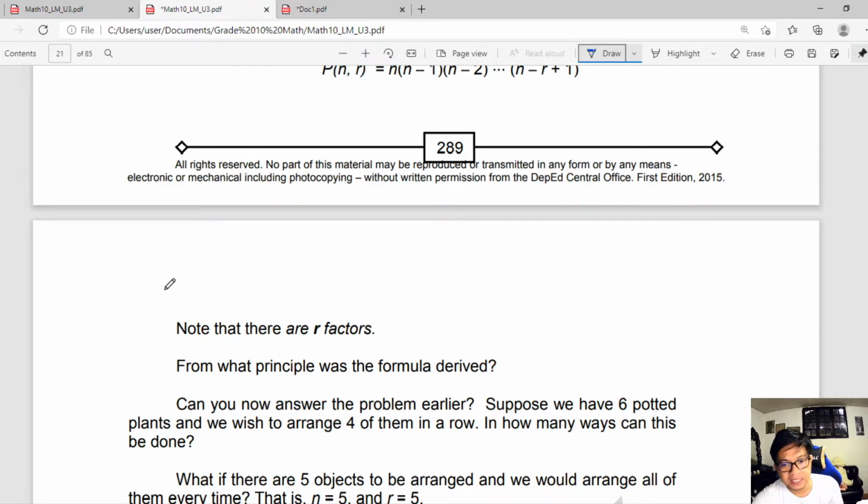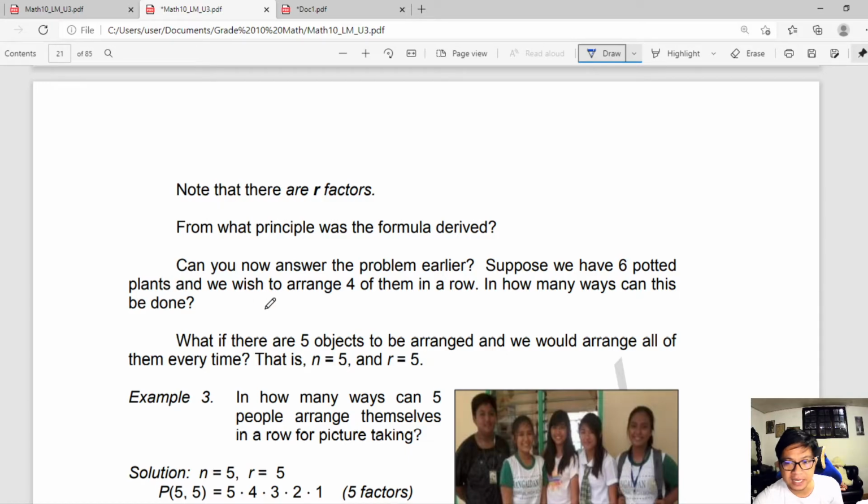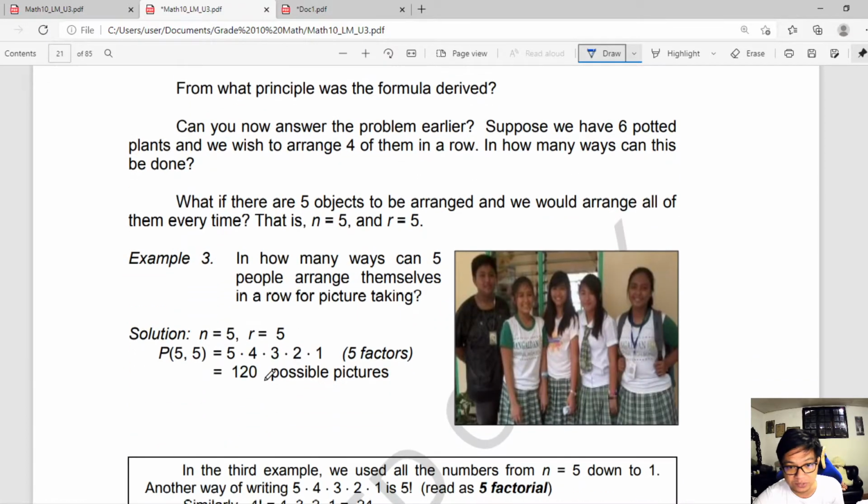From what principle was the formula arrived? Can you answer the problem earlier? Suppose we have 6 potted plants and we wish to arrange 4 of them in a row. In how many ways can this be done? So what if there are 5 objects to be arranged and we could arrange all of them every time? That is, n is equal to 5 and r is equal to 5. So paano kung ganon? So let's discover. Let's have example number 3.